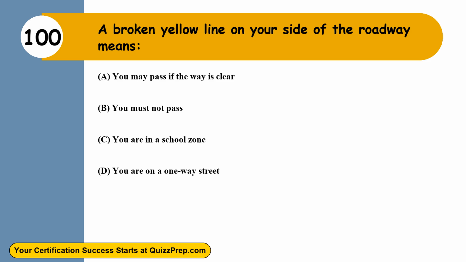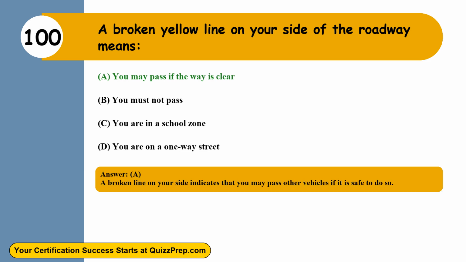Question 100. A broken yellow line on your side of the roadway means: Option A. You may pass if the way is clear. Option B. You must not pass. Option C. You are in a school zone. Option D. You are on a 1-way street. The correct answer is option A. You may pass if the way is clear. A broken line on your side indicates that you may pass other vehicles if it is safe to do so.